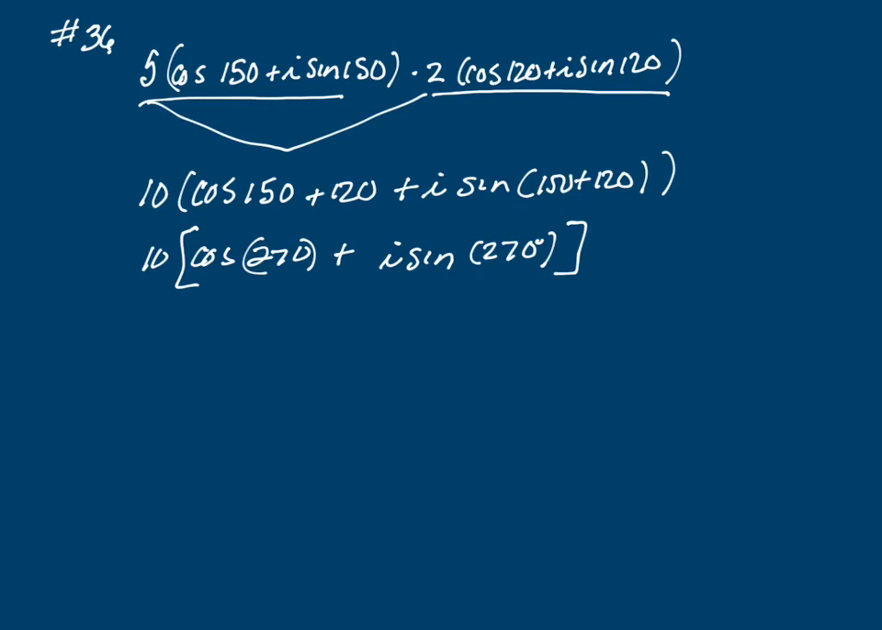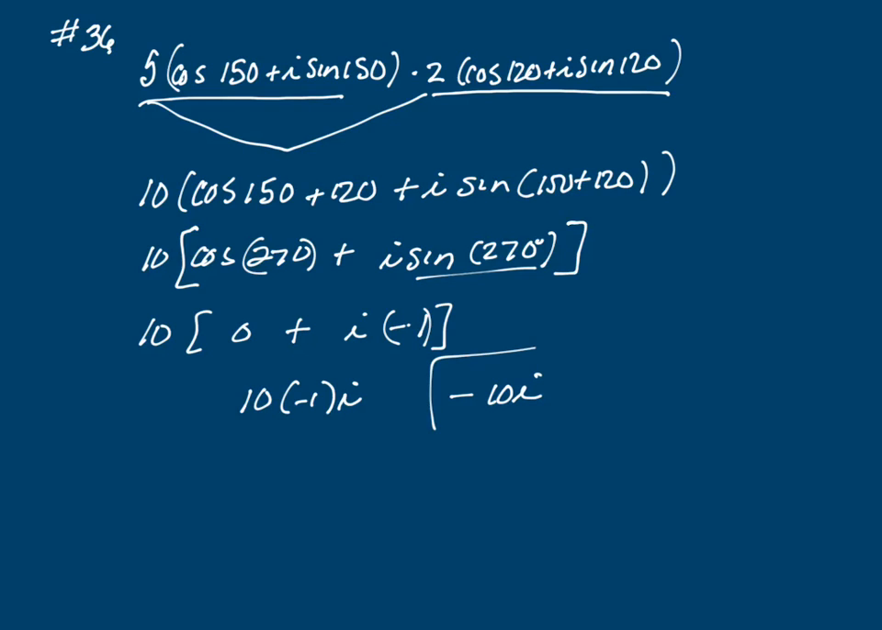And if you want to multiply that out, that would be 10, and cosine 270 is 0, plus i and sine of 270 is negative 1. So you would have 10 times negative 1i. So negative 10i would be your answer for number 36.